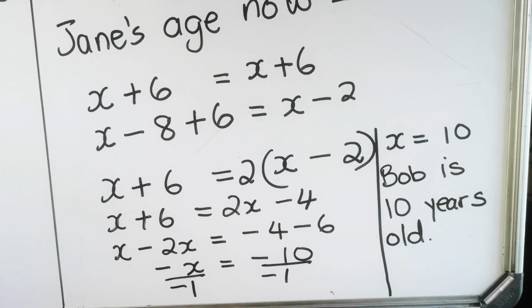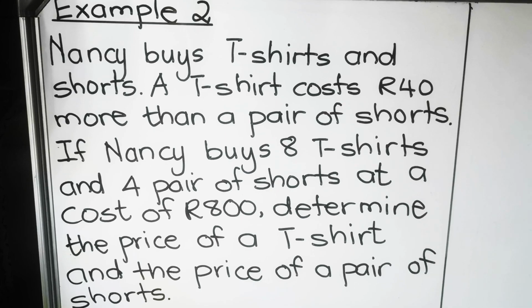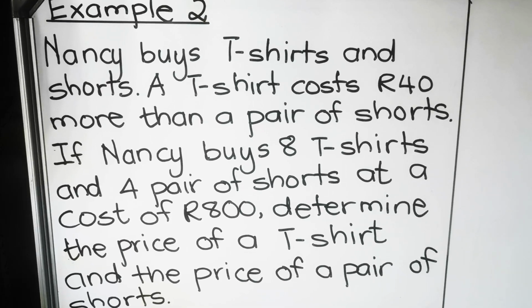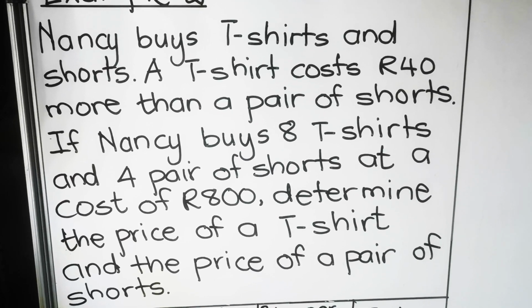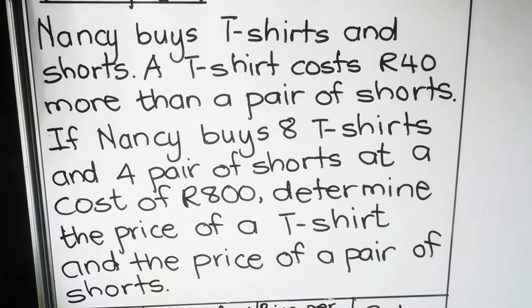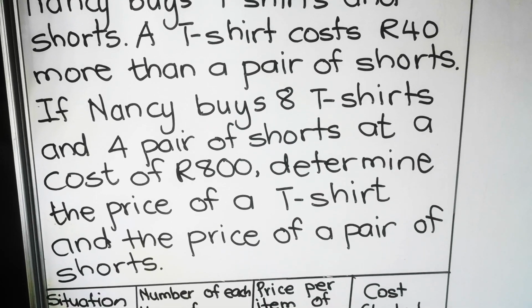Let's look at the next example. Example 2, they say Nancy buys t-shirts and shorts. A t-shirt costs 40 rand more than a pair of shorts. If Nancy buys 8 t-shirts and 4 pairs of shorts at a cost of 800 rand, determine the price of a t-shirt and the price of a pair of shorts.